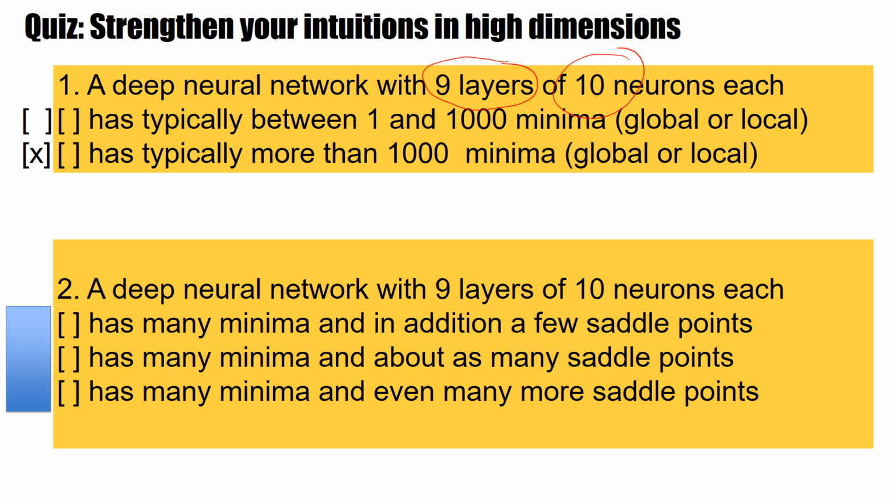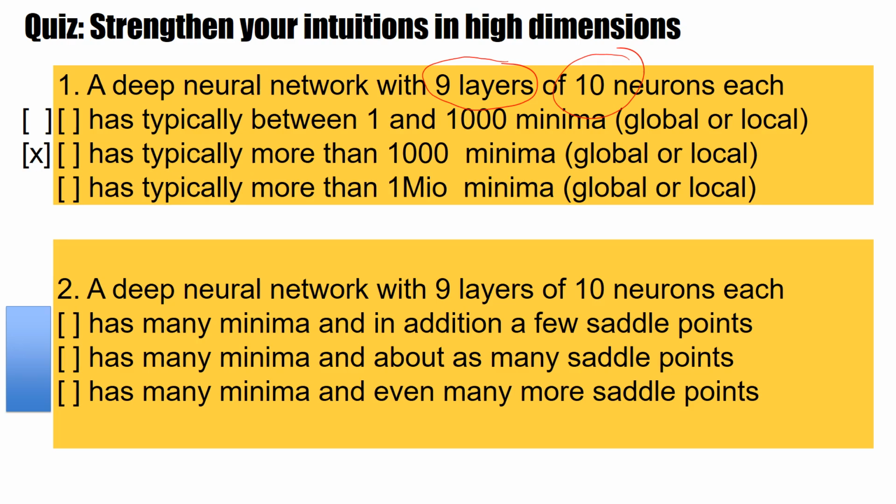And here's the answer. Yes, it's more than 1,000 minima. That's a lot. We have only 9 layers of 10 neurons each and more than 1,000 minima. Okay, how much more? How about this? It has typically more than 1,000,000 minima. Well, that sounds a lot. Do you agree? Well, this is still true.